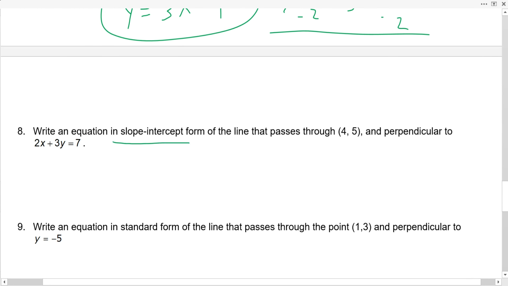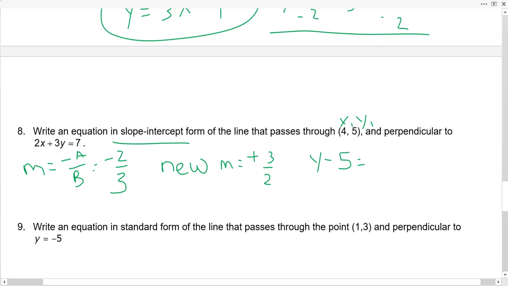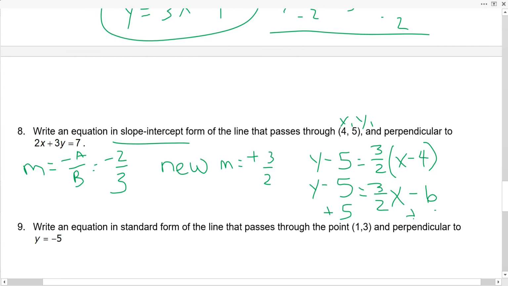Okay, so again, slope-intercept. We want a perpendicular line, so I need the slope for this one. Remember, the slope is negative A over B, so that's going to be negative 2/3. So my new slope is going to be positive 3/2. So I have x1, y1, y minus 5 equals 3/2 times x minus 4. y minus 5 equals 3/2 x minus, 4 times 3 is 12, divided by 2 is 6. Add 5 to both sides. And I end up with y equals 3/2 x minus 1.